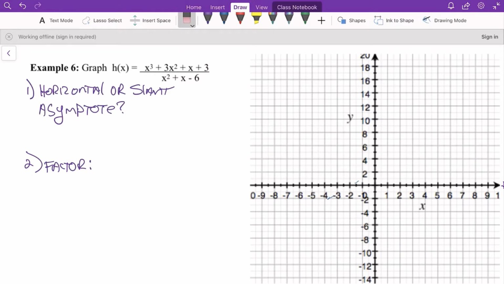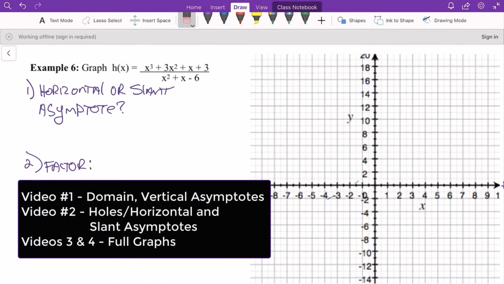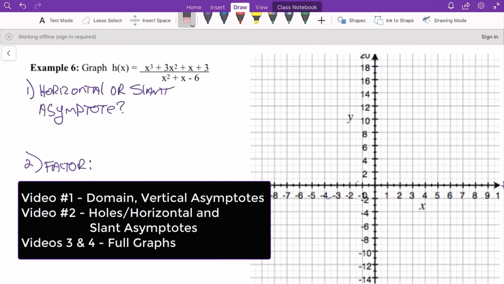In the interest of time, I've already started some of the steps. Some of the videos in the series were a little bit lengthy. In this video, I wanted to keep it a little bit shorter. So I've already started a couple of steps. And if you haven't seen any of my videos in the series on graphing rational functions, please feel free to check those out.